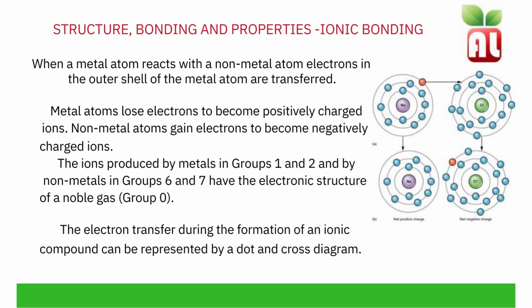The ions produced by metals in group 1 and 2 and by non-metals in group 6 and 7 will have the electronic structure of a noble gas, group 8, meaning they will have a full outer shell. The whole purpose of chemicals in a chemical reaction and bonding is to obtain a full outer shell. The electron transfer during the formation of an ionic compound can be represented by a dot and cross diagram. Dots and crosses represent electrons.